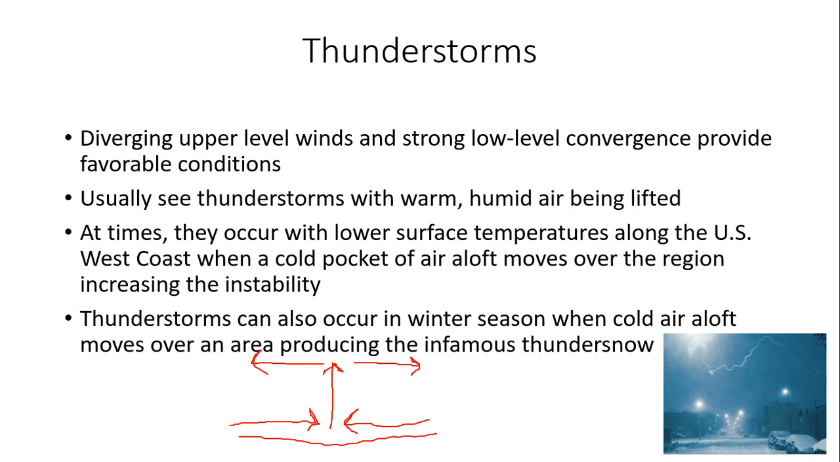Usually we see thunderstorms with warm, humid air in place, and that warm, humid air is going to be lifted. At times, thunderstorms occur with lower surface temperatures, believe it or not, especially along the U.S. West Coast when you get these cold pockets of air aloft moving over the region, and what that does is it increases the instability. So I want you to think about this for a moment.